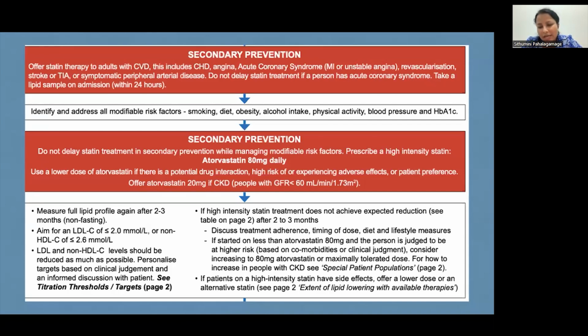Here we are supposed to again go with high intensity statins, but prescribe a higher dose: atorvastatin 80 milligrams daily. In our case, we tend to start at a lower dose. Even at 40 or 80, you are supposed to start a high dose of high intensity statin. You're supposed to use a lower dose if there is a potential for drug interaction, high risk of experiencing adverse effects, and things like that.